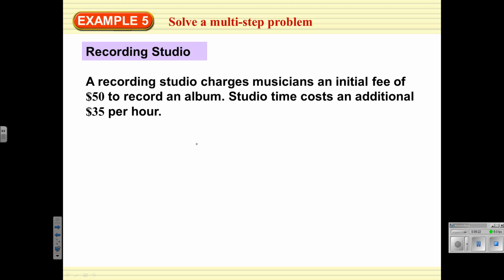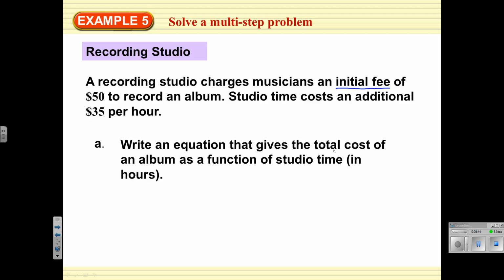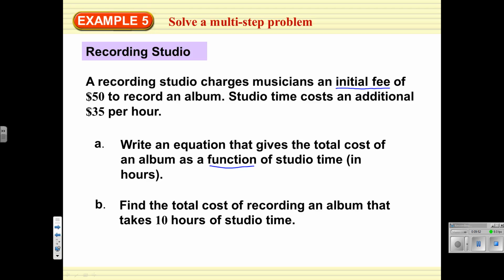A recording studio charges musicians an initial fee of $50 to record an album. Studio time costs an additional $35 per hour. So the initial fee is what's not going to change. That is my constant. You're paying that just to secure the studio. Then you're paying $35 per hour to be in the studio. Okay? Write an equation that gives you the total cost of an album as a function of studio time in hours. Okay? And then B, find the total cost of recording an album that takes 10 hours. So we're just going to plug in 10 for x and find our cost when we finally get our equation.